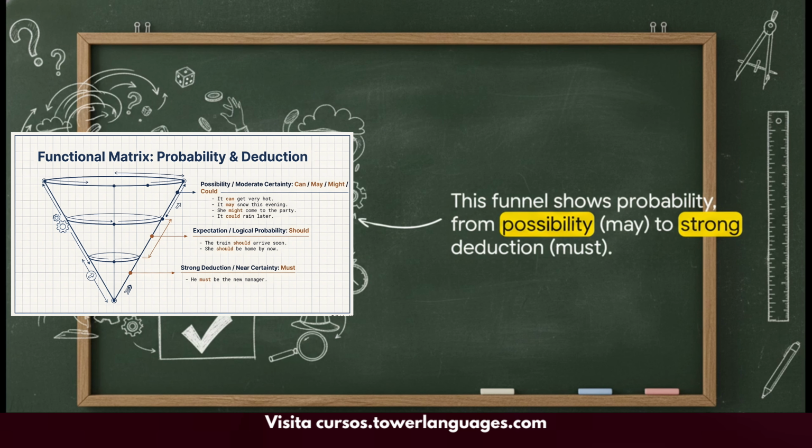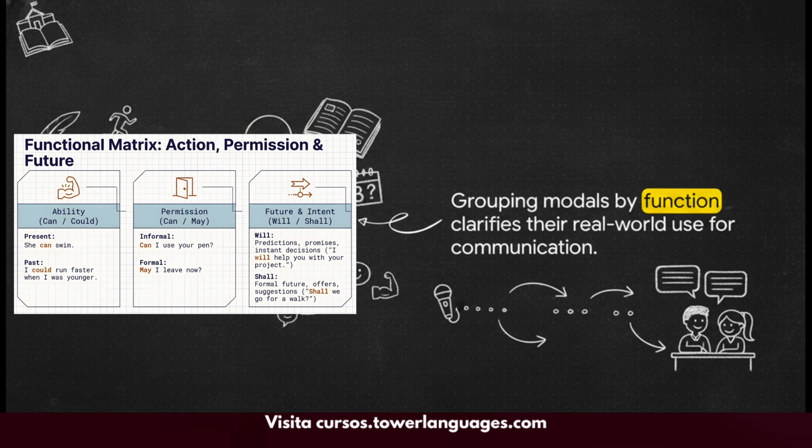It visually guides students from that wide-open possibility of may or might all the way down to the strong, almost certain deduction of must. It makes the difference in certainty between "he might come" and "he must be here" totally tangible. And finally, grouping modals for actions and permission like this clarifies their real-world use.